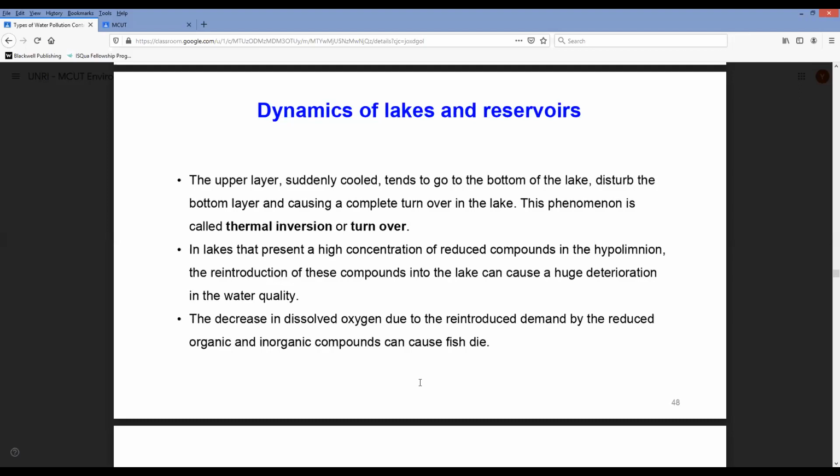Okay, and in lakes, there is a high concentration of reduced compounds in the hypolimnion. The reintroduction of these compounds into the lake can cause a huge distortion in the water quality. It will affect the water quality. And then the decrease in dissolved oxygen, due to the oxygen demand by the reduced organic and inorganic compounds, can cause fish to die. Okay, next please.